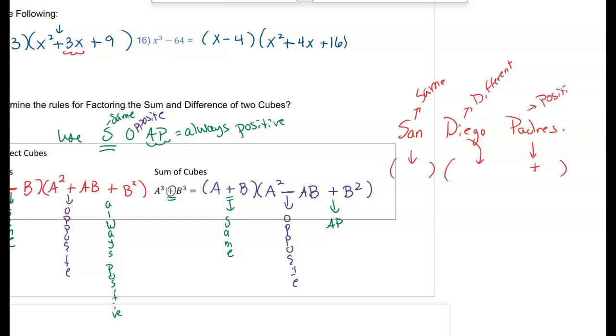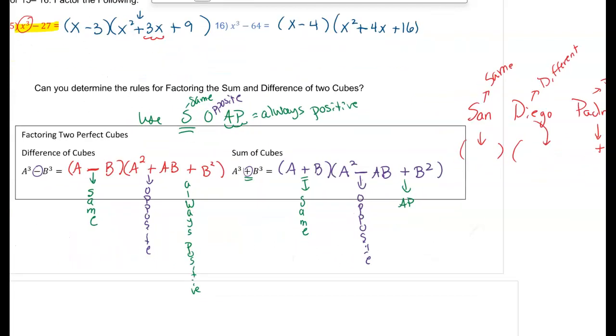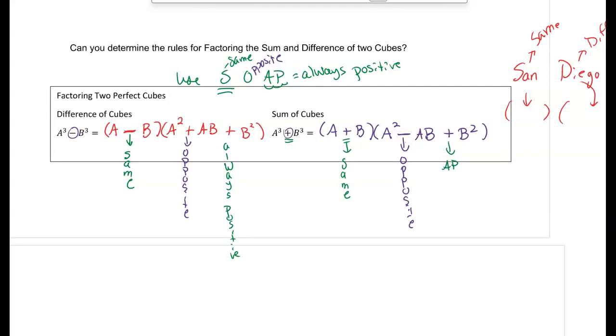But here's the hard part when you're working with sum and difference of cubes. You have to memorize the rule. You have to know that pattern of AB, A squared, AB, B squared. The signs, that you can do just by memorizing the saying, SOAP or San Diego Padres. Most teachers here at Wayne Academy use SOAP to help you remember the signs.